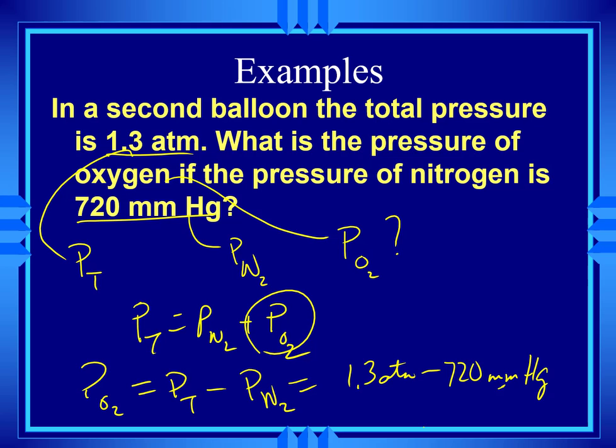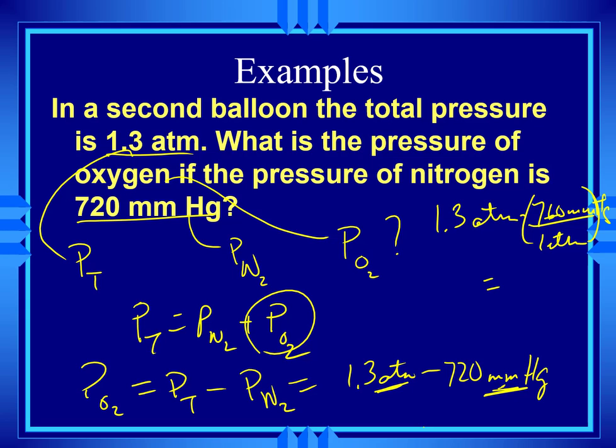No, it's not right. Negative pressure, less than 0. That doesn't make sense, does it? Units: atmospheres, millimeters of mercury. You can't subtract those two. Okay, so I've got to change one. I'm going to change the atmospheres. 1 atmosphere is 760 millimeters of mercury.